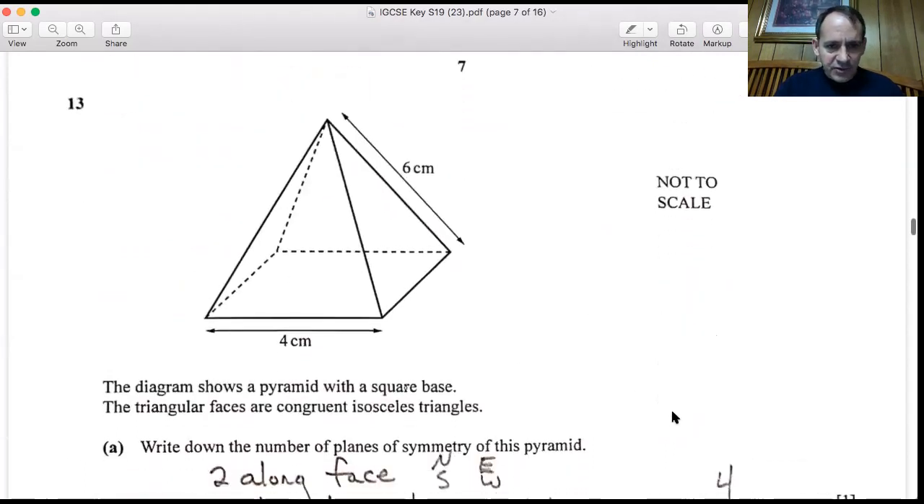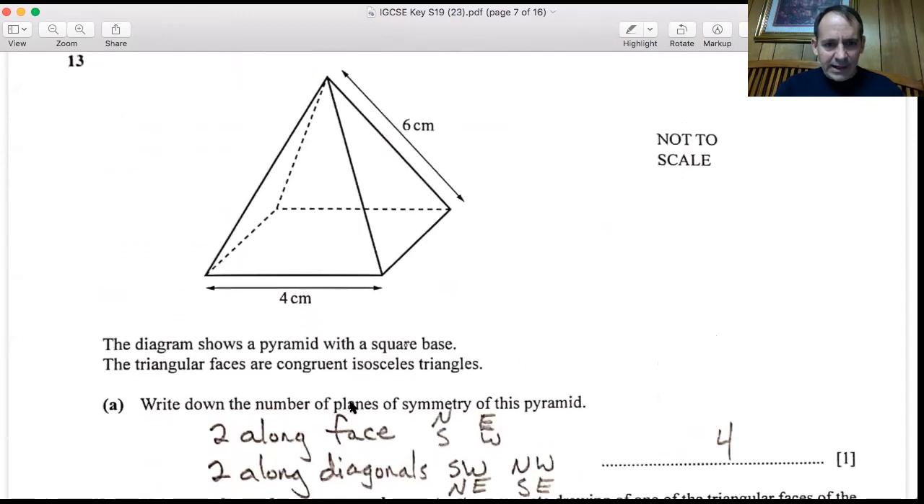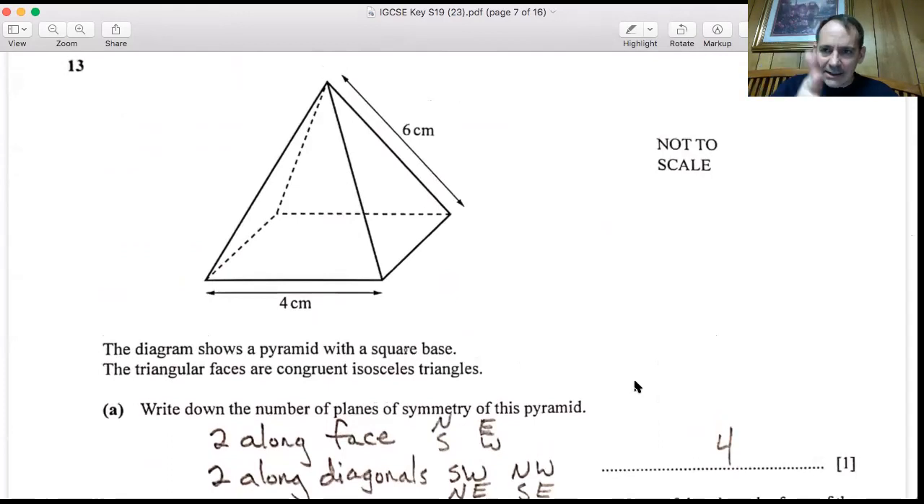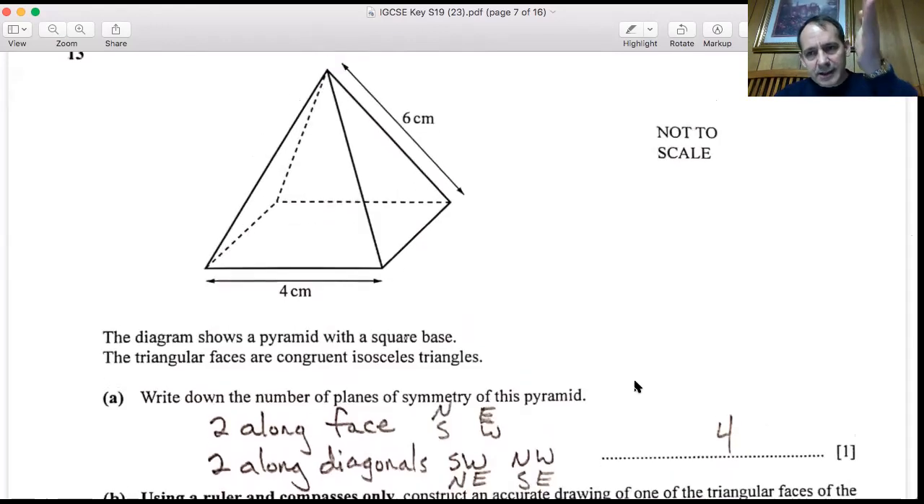Moving on to number 7, here we have this pyramid. Write down the number of planes of symmetry. In other words, if you were to cut it in half, are both halves identical? So you've got to think through it. You can cut it right down the face, north to south, this way, and both halves will be the same. You can also cut it down the face east to west, which will also give you equal halves.